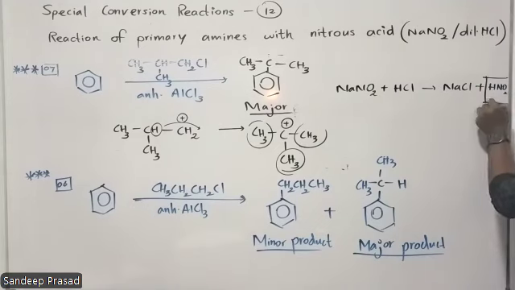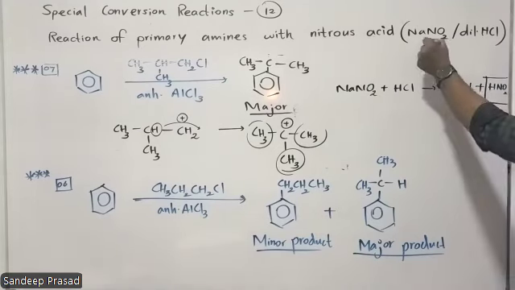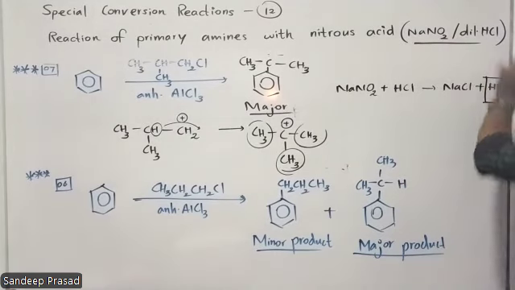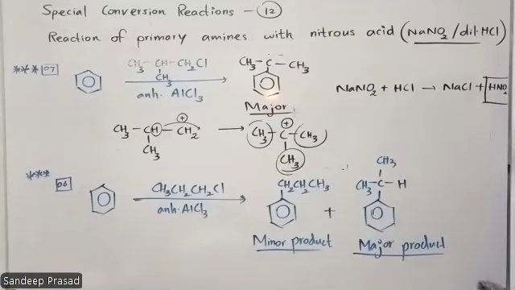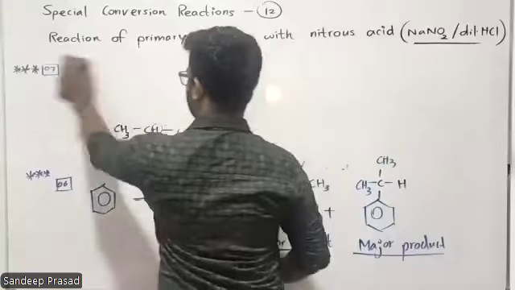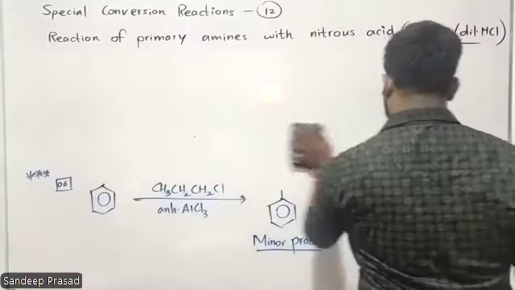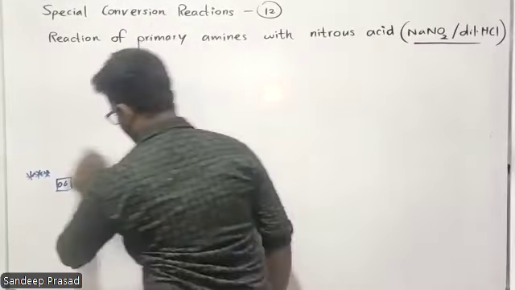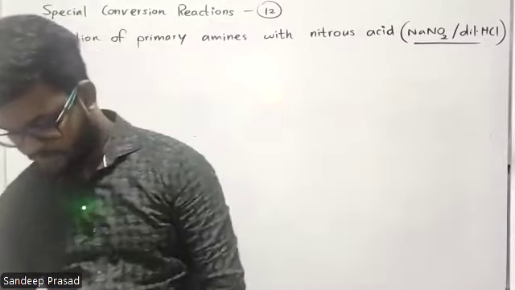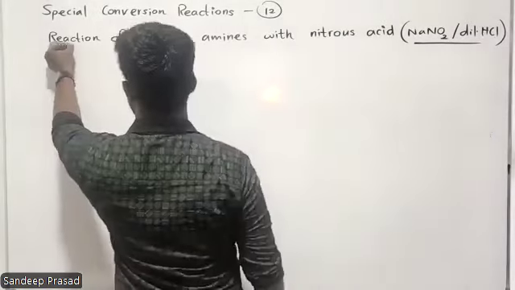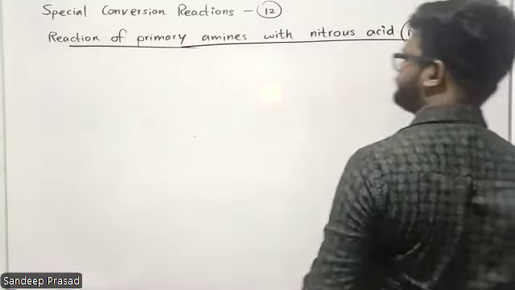So this is nitrous acid, right? So that's why we are adding these two. Even in the conversions, without adding HNO2 directly, put sodium nitrite along with diluted HCl. The reason behind that is HNO2 is an unstable acid. So let's see what the reaction is here. Primary amines means definitely there will be an NH2 group. So primary amines are reacting with nitrous acid. Let's see what kind of reaction that is.